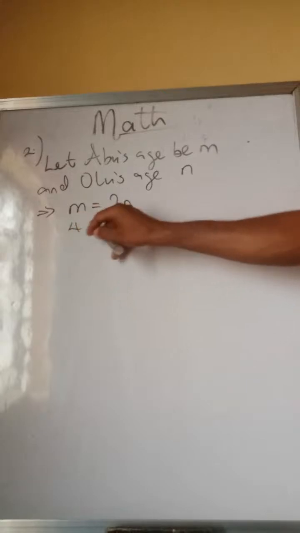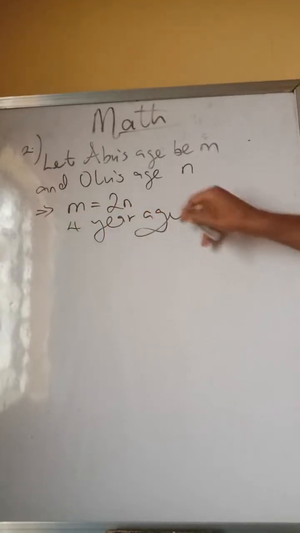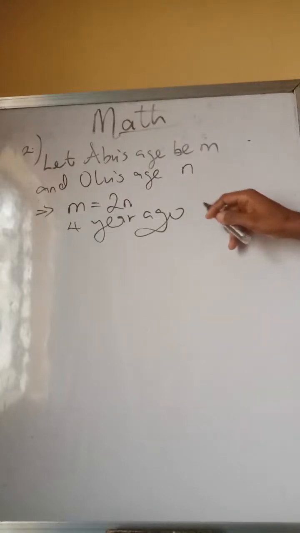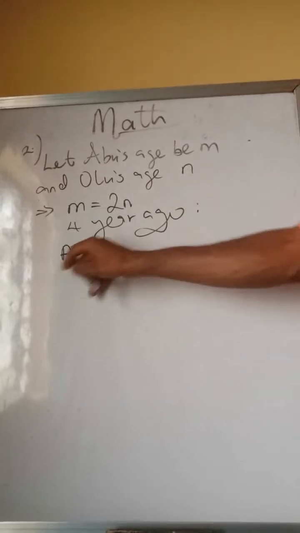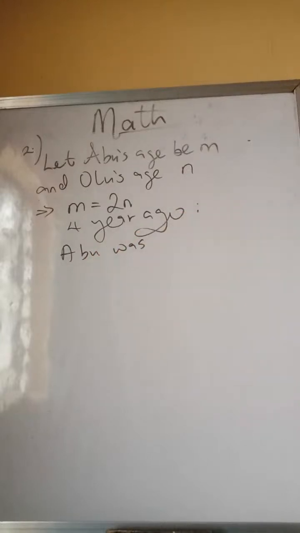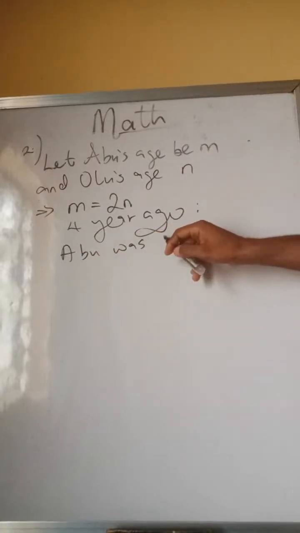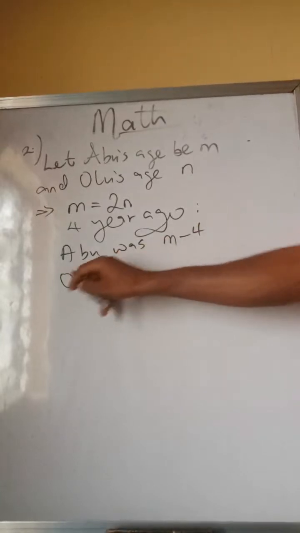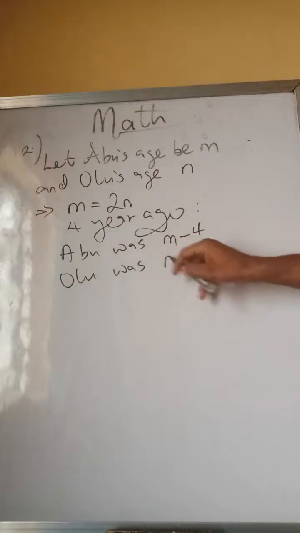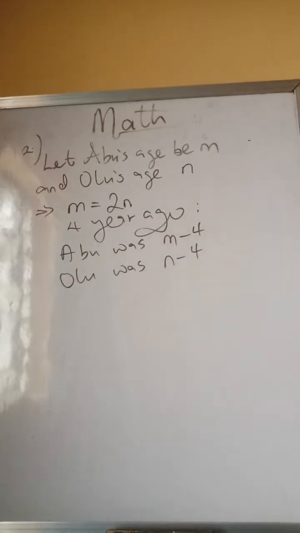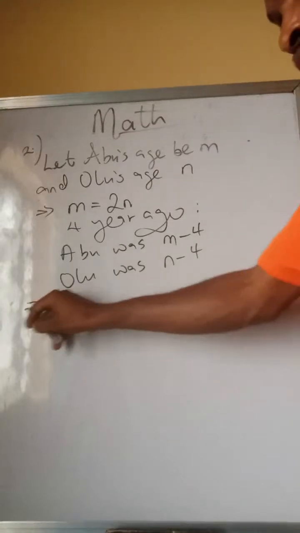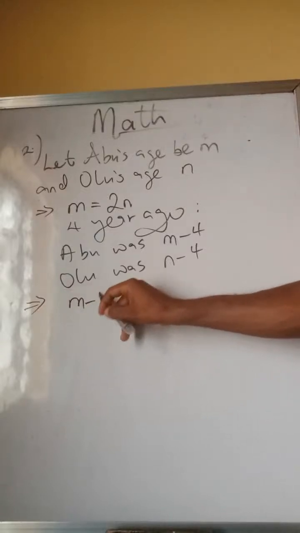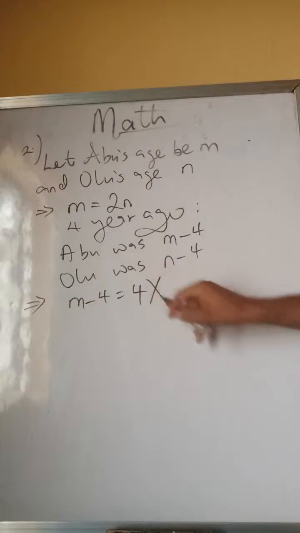Next, it says 4 years ago. 4 years ago, Abu was, because you know it's in the past, so Abu was M minus 4, and Olu was N minus 4. That's 4 years ago. And the question says 4 years ago he was 4 times as old as Olu. That means that 4 years ago Abu was 4 times as old as Olu.